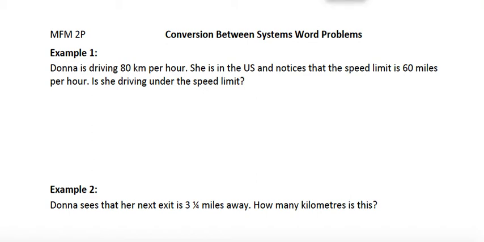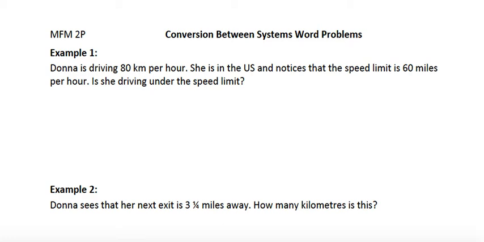We're going to look at converting between metric and imperial systems, but we're going to look further at some word problems. So example number 1 includes Donna. Donna is driving 80 kilometers per hour. She is in the US and notices that the speed limit is 60 miles per hour. And we want to find out whether or not she's driving under the speed limit, over the speed limit, or directly on the speed limit.